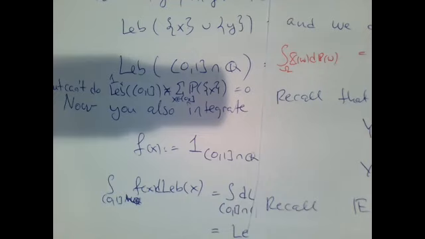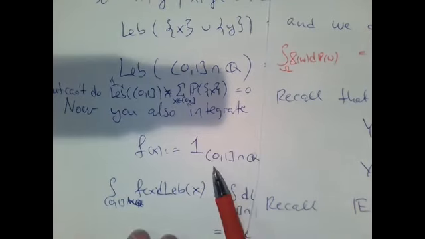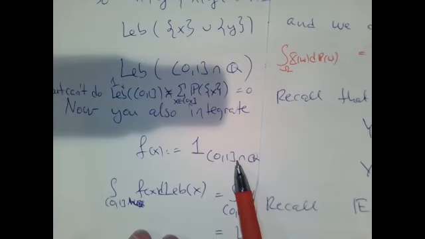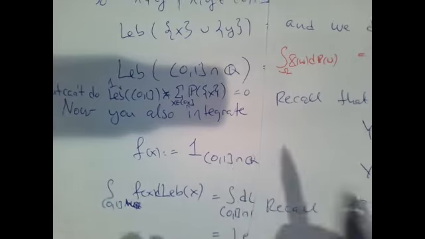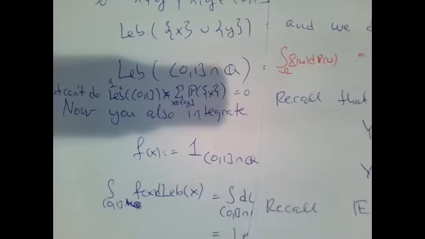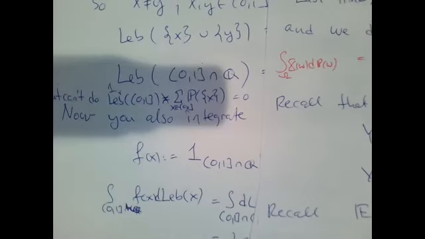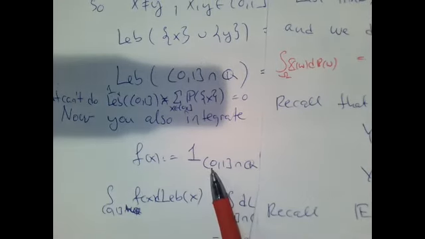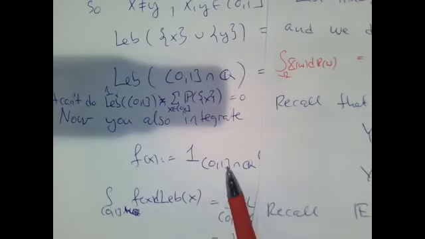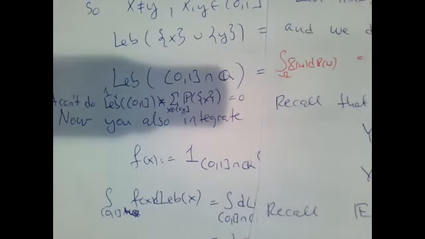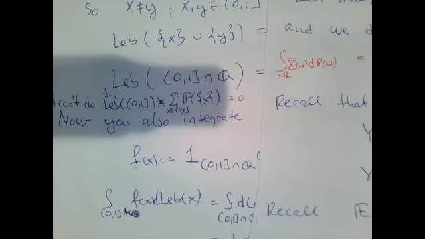Okay. But it wouldn't work on the interval 0 to 2. Then that will give me 2. That's not a probability. That's why we're looking at the interval 0 to 1, because if I put the Lebesgue measure on the interval 0 to 1, it's a probability measure.